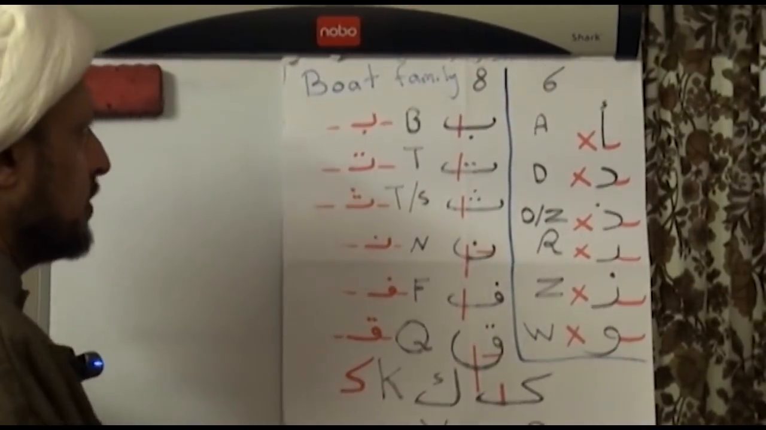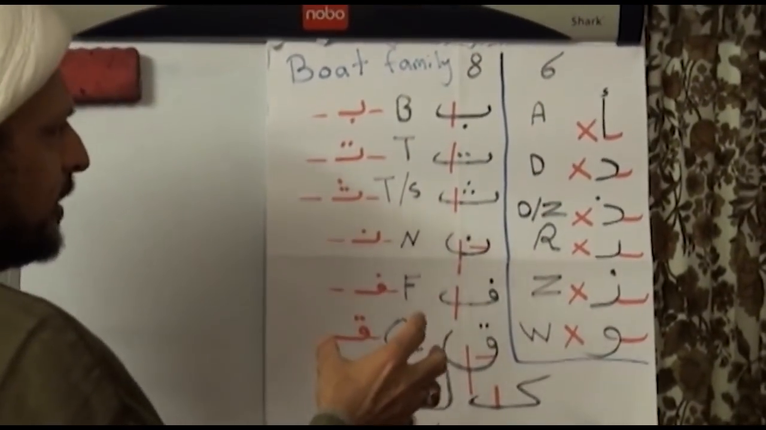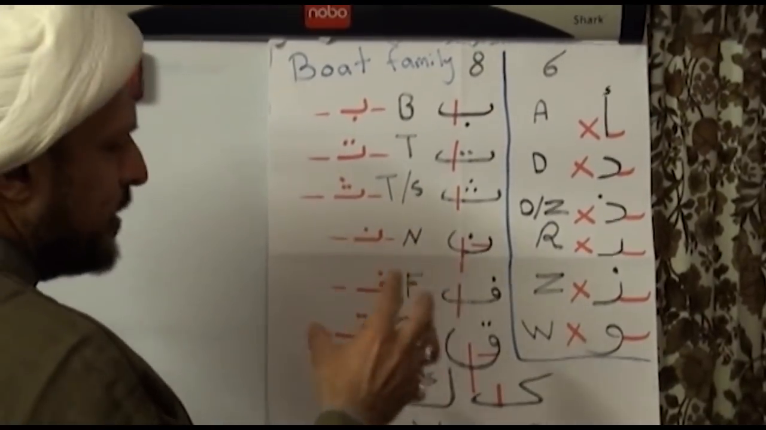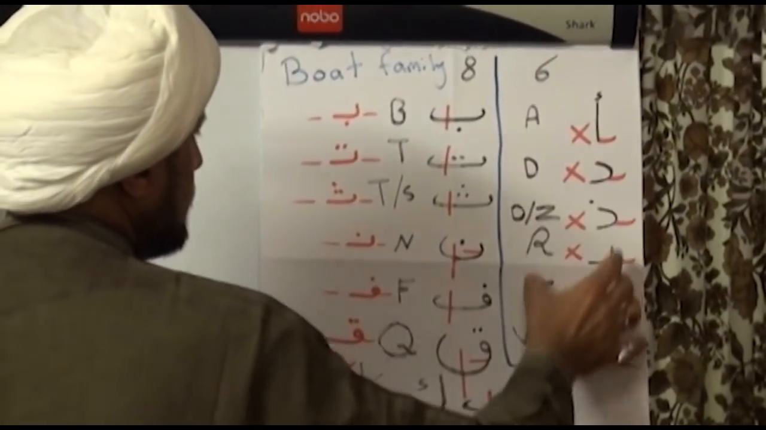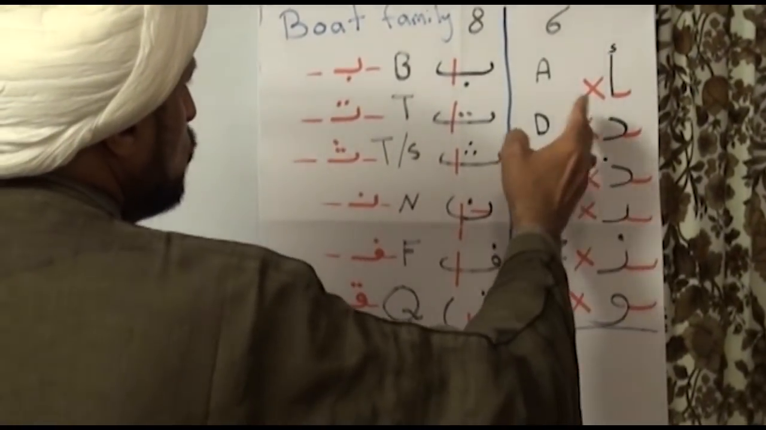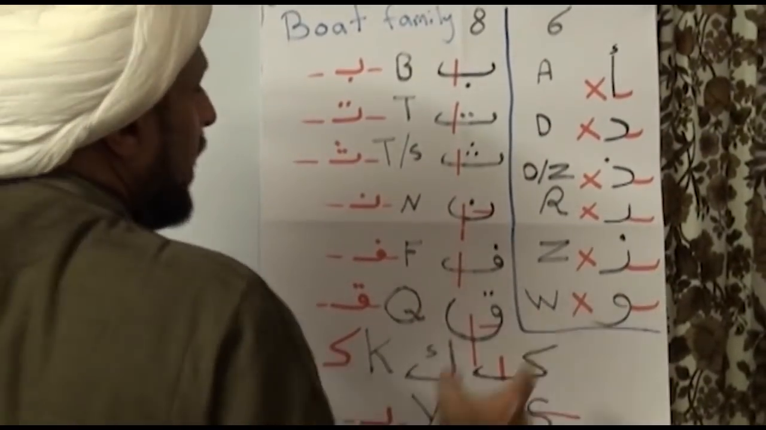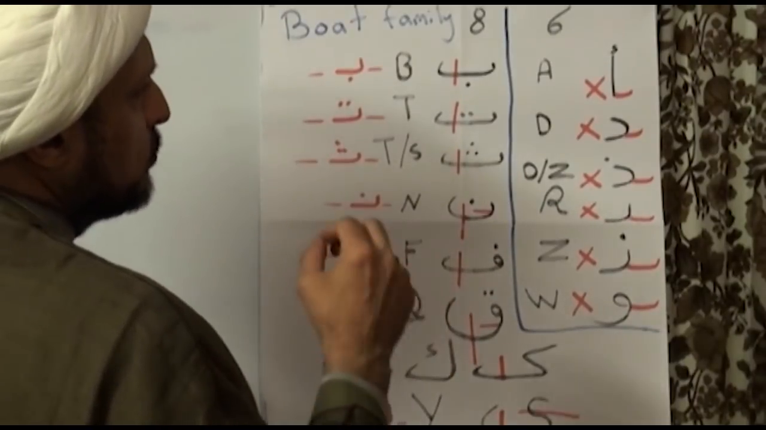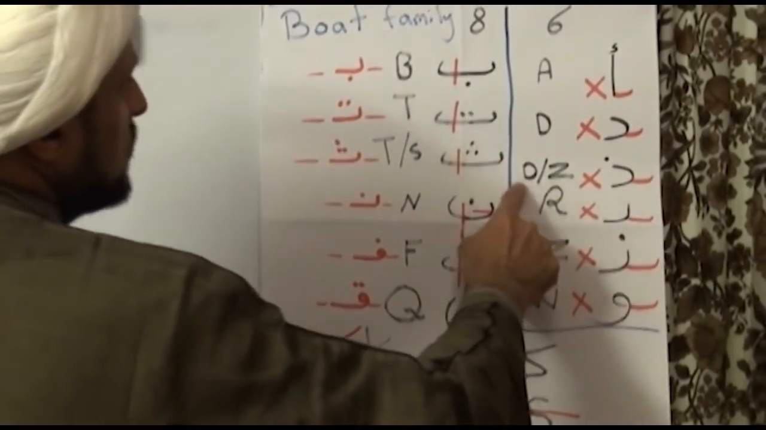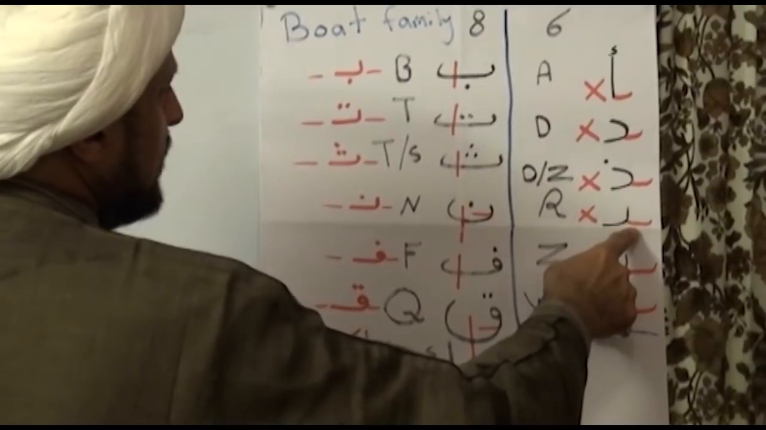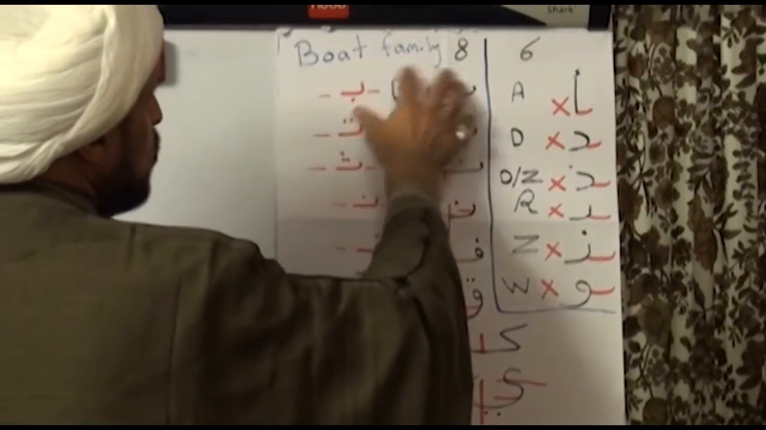So if we come back to our chart, we said that we divided the alphabets into families upon how they look. So we divided into these six letters, which do not get connected from the left-hand side. They only get connected from the right-hand side. And when we talk about the alphabets, we are going to talk about the A vowel form. So this is A, Da, Tha, somewhere between D and Z. And then this is Ra, Za, Wa. Then we had this boat family.